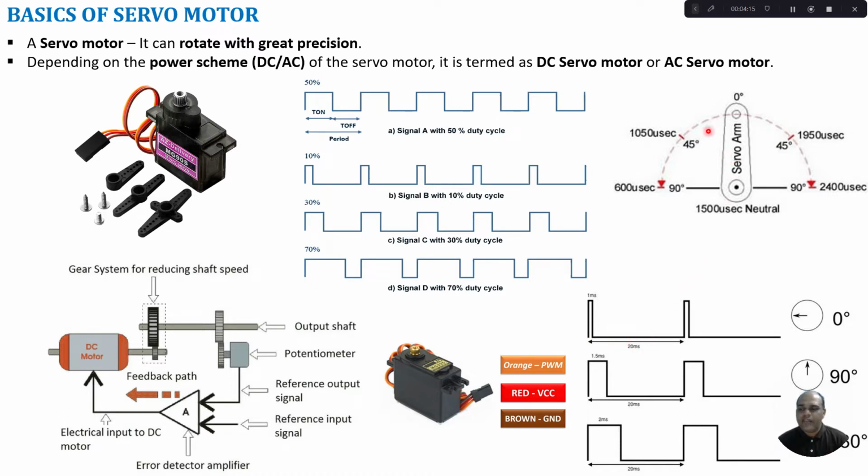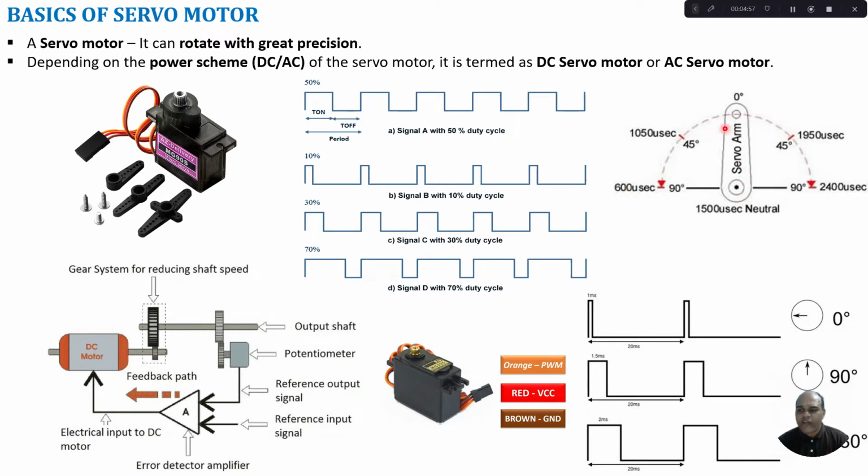So if I want a 45 degree movement, I need to calculate how much on time I should give so that I get 1 degree movement. The total angle variation, from minus 90 to plus 90, is about 180 degrees. For 180 degree movement, my on time variation is from 2400 minus 600, which is about 1800 microsecond. So 1800 microsecond divided by 180 degrees gives 10 microsecond. So for each degree, I should have an on time of 10 microseconds.